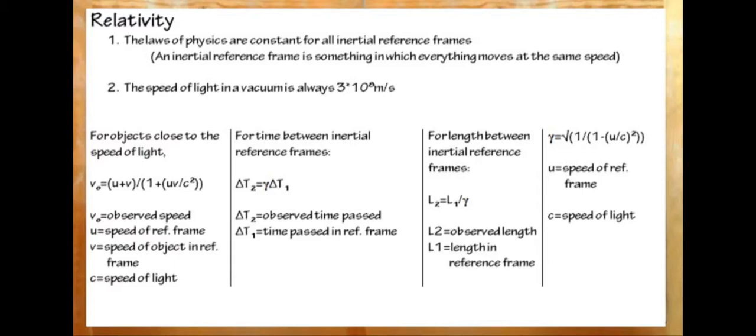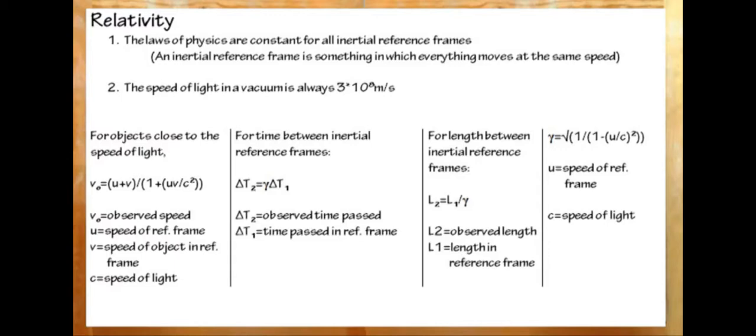So to calculate the speed of something moving close to the speed of light within an inertial reference frame, we have the equation that the observed speed is equivalent to u, which is the speed of the reference frame, plus v, which is the speed measured inside that frame, divided by 1 plus the quantity of u times v divided by c squared. Time is also different between inertial reference frames.